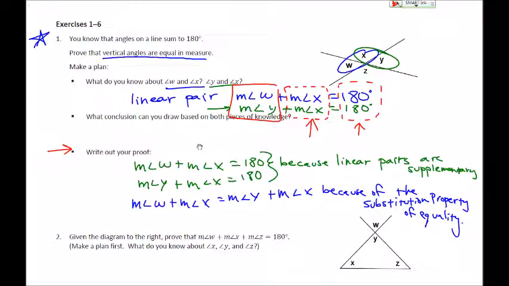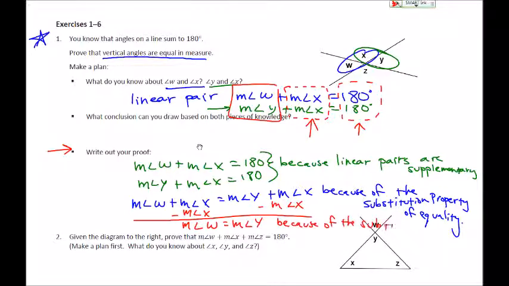Now I will again do something similar to the previous proof, where I subtracted the same thing from both sides and it stayed equal using the subtraction property of equality, and I will subtract the measure of angle X. And that is our proof. We've proved that angle W and angle Y are equal, and because we did it using variables and not a specific example with numbers, we can say that's true for all vertical angles. And so we've proven that vertical angles are equal in measure, and that's the whole proof.